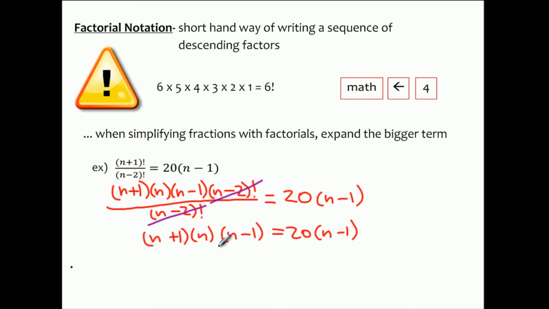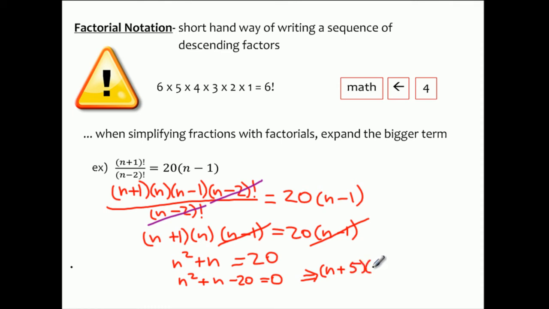If we divide both sides by n minus 1, these terms will disappear. And then we have n squared plus n on the left side is 20. Then we can subtract 20 from both sides, which gives us this expression equals 0. So now we have a quadratic equation. We can factor this. We need to find 2 numbers that multiply to give negative 20 and add to give 1. That turns out to be positive 5 and negative 4.